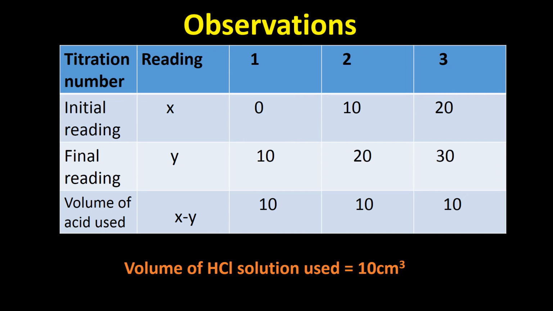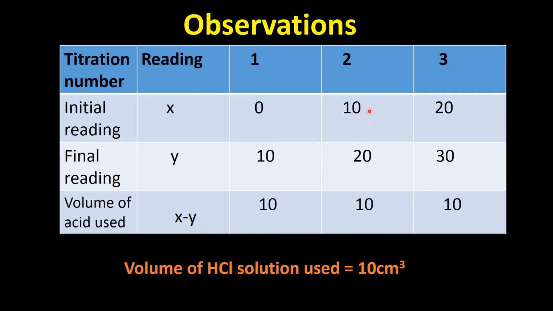So here the initial reading of HCl in the burette is 0, but when I use it drop-wise in titrating the sodium hydroxide solution, its value goes to 10. Then I find the difference, which is 10, the difference between the initial reading and the final reading.